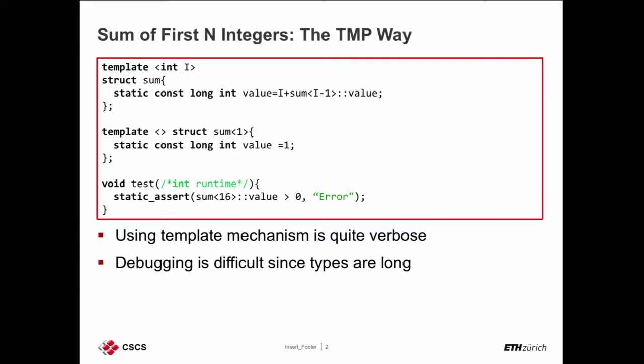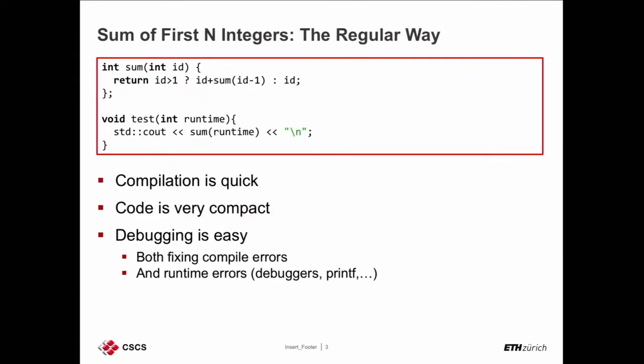In this case, constexpr, also C++11, could have done much better work. And this is a template mechanism. It's complicated. There are people that really hate it, and debugging is very difficult. So what else can we do?